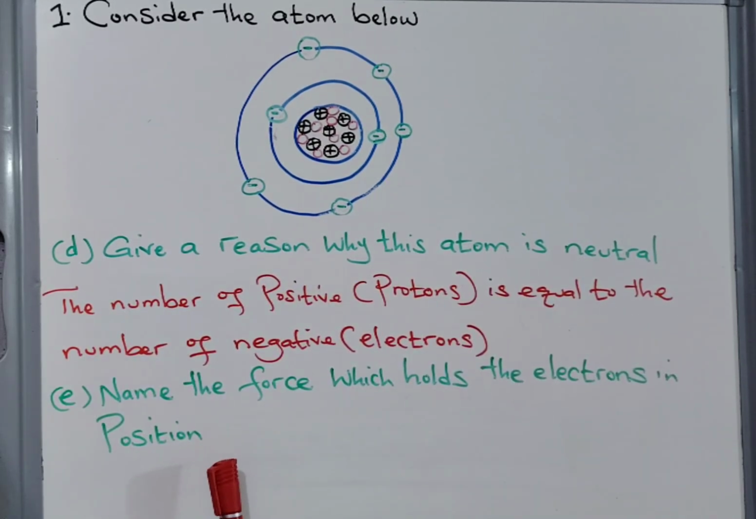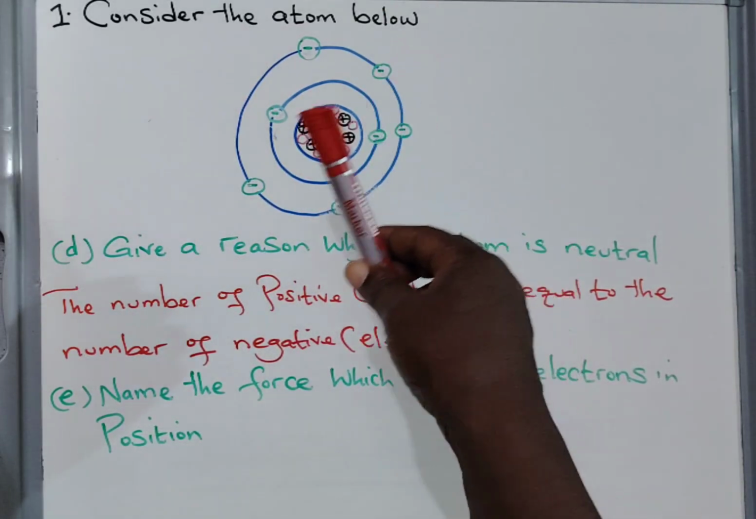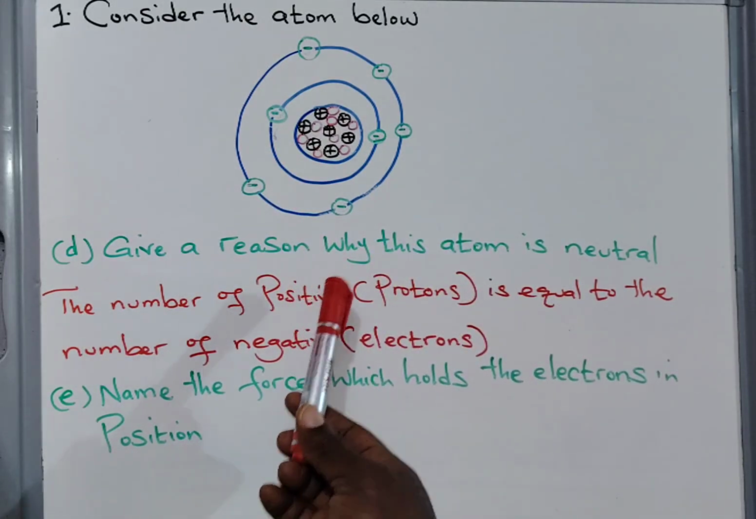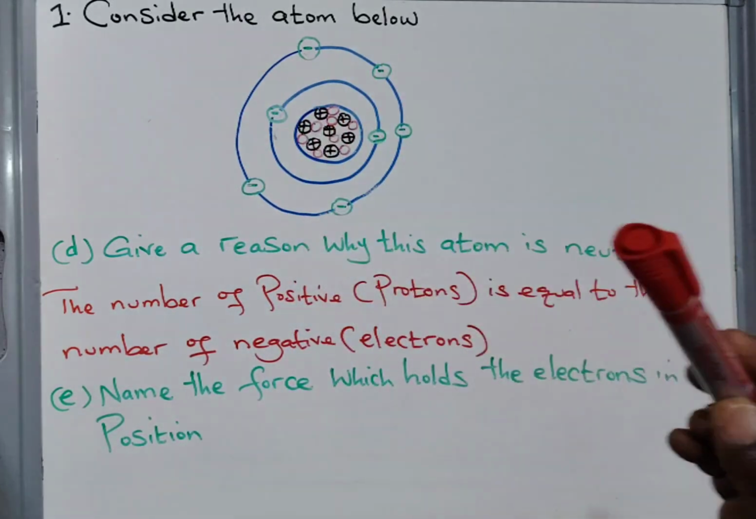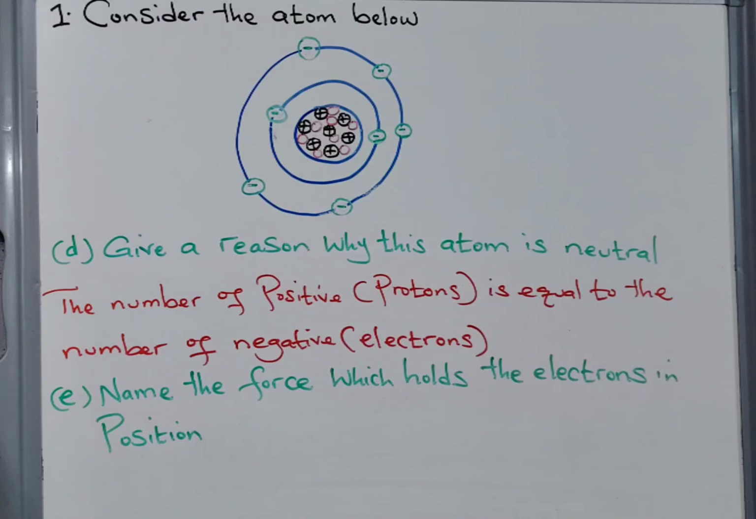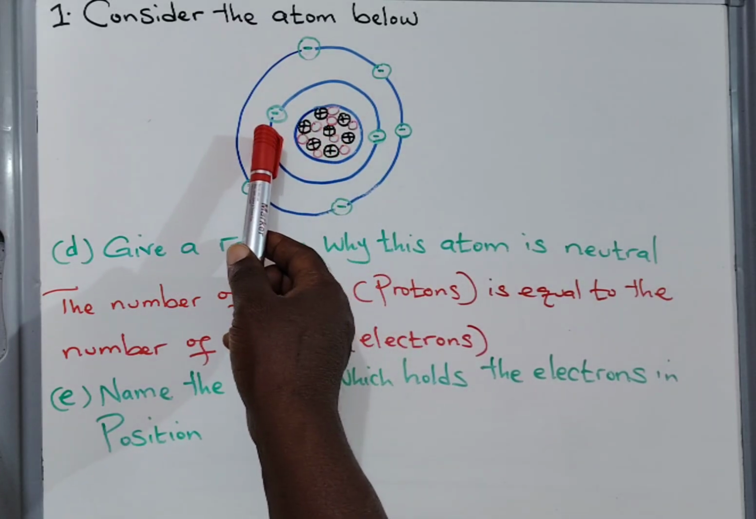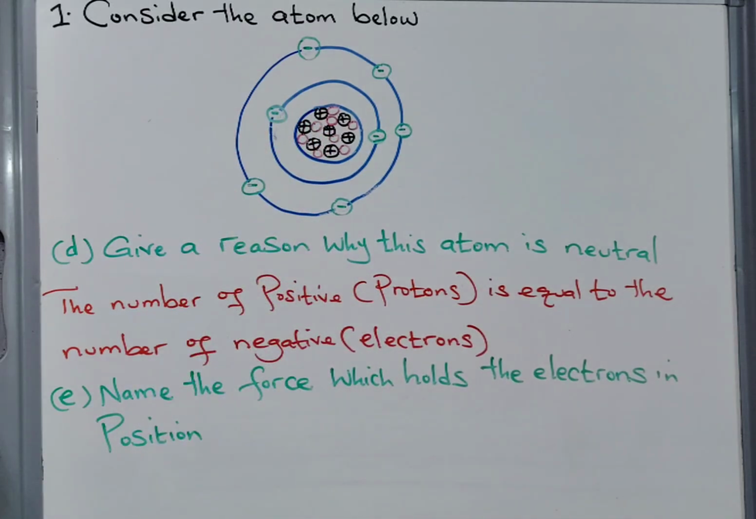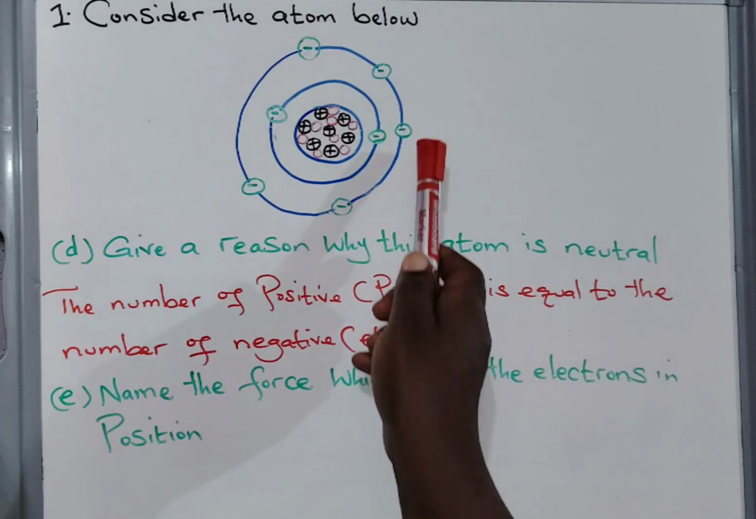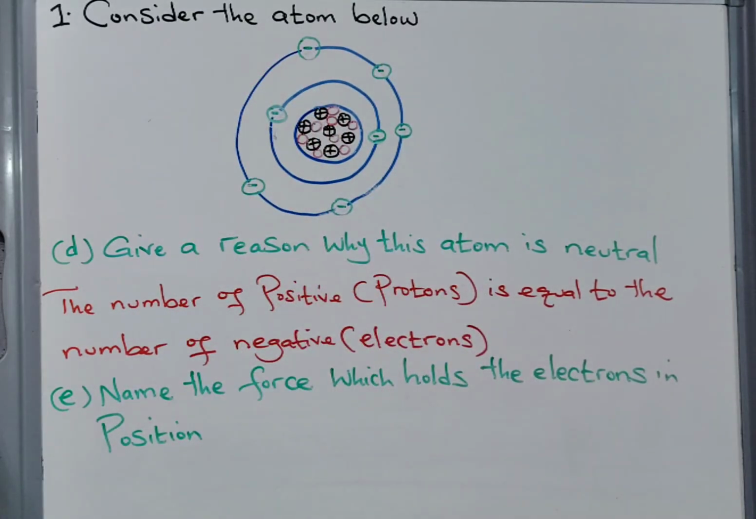Then we come to this one. It says, name the force which holds the electrons in position. When you look at this atomic structure, you would imagine that electrons can move away from the atom, but surprisingly, they stay intact, just orbiting around the nucleus, but within the atom. Now the question is, what force holds those electrons in position? The force is the force of attraction between the protons, which are positive, and the electrons, which are negative. That electrostatic attraction is the one which is holding the electrons in position.